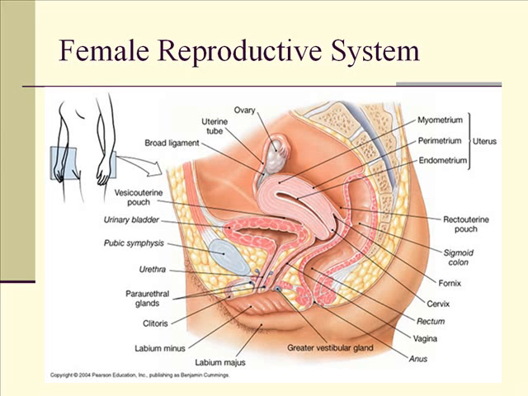And now the female reproductive system. Much more impressive than the male reproductive system. Again, the male reproductive system is only involved in the fertilization process, is not involved in development.